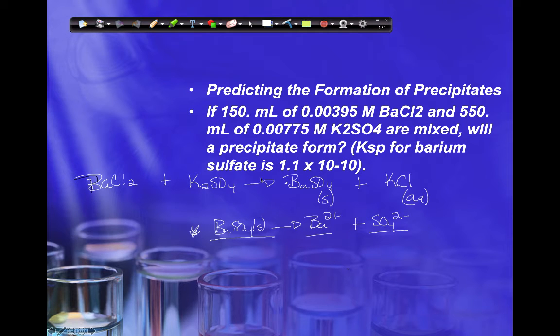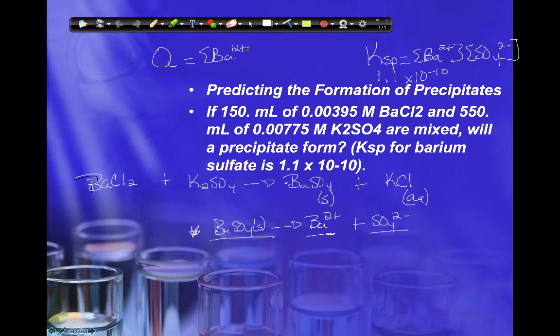So what we're going to do is figure out how many moles per liter we have of each of these ions, and then we're going to compare Q to K. So remember, if we're looking at Ksp, that's going to be equal to the barium ion to the first times the sulfate ion to the first. Okay, and we know the value of that. It's 1.1 times 10 to the negative 10th. And I know that Q really is the same thing, it's just at any given point of the reaction.